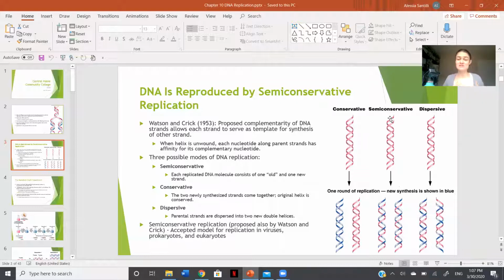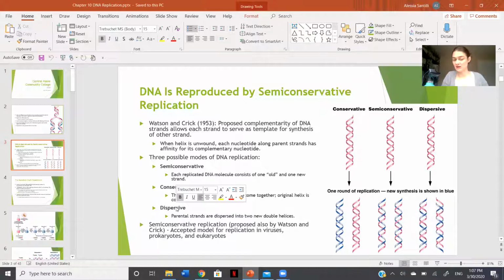In a semi-conservative model, each replicated DNA molecule consists of one old and one new strand. In a conservative model, the two newly synthesized strands come together and the original helix is conserved. And then dispersive, this is the one that really didn't have a lot of support at all, just because it requires so much energy and is very inefficient. With the dispersive model, the parental strands are dispersed into two new double helices.